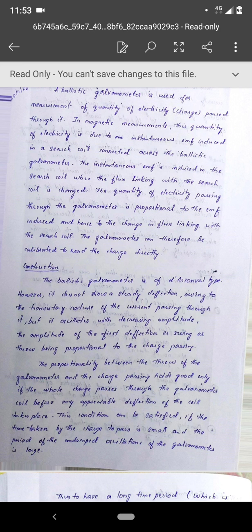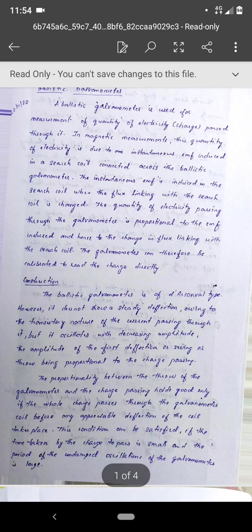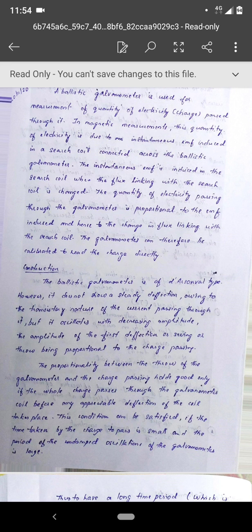So what is the difference between a D'Arsonval type galvanometer and a ballistic galvanometer? In a ballistic galvanometer, the moment of inertia is considerably large. That is one difference. The other difference is that the damping torque and the controlling torque are very small or negligible, or we can even consider them as zero. So the spring constant K as well as the damping constant D are zero or absent. These are the major differences.